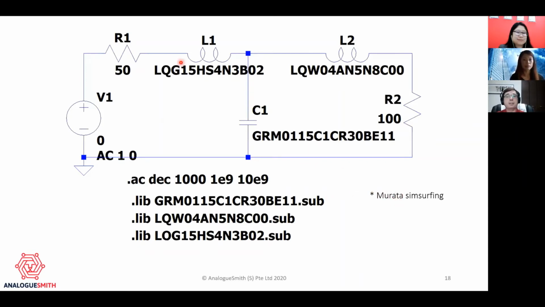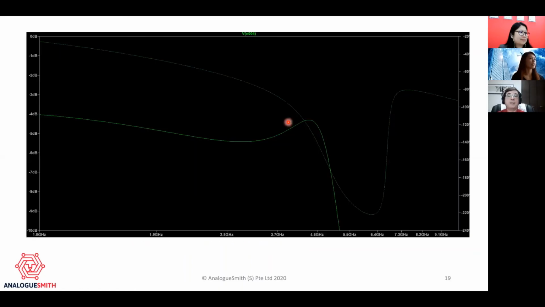So I downloaded a model for an inductor, 4.3 nanohenries, and another one at 5.8 nanohenries. And then we have a capacitor here at 0.3 picofarads. Okay, so we've got the circuit again. And again, running this in LTspice, we get these results.